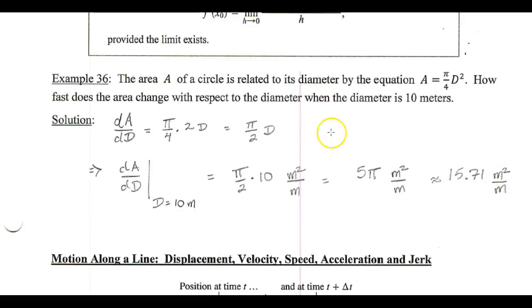So if I had a circle whose diameter was slowly increasing, say like an oil spill in the ocean, then you'd say the area of that circle is increasing by 15.71 square meters for every meter that the diameter of that circle is changing, assuming my oil spill is perfectly circular, of course.